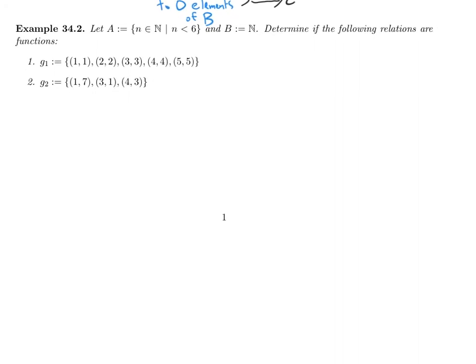Okay, I think it's a good idea for you guys to try this. So let me indicate first that all our relations here are from A to B. So G1 and G2 are indeed subsets of A cross B, just so we know which way the relation goes. Okay, pause the video now. Try it yourself.